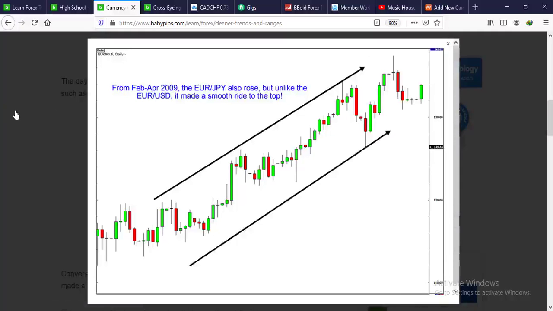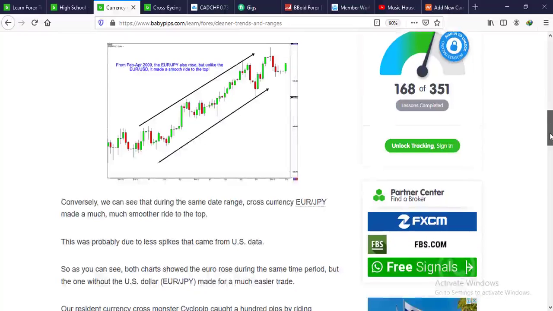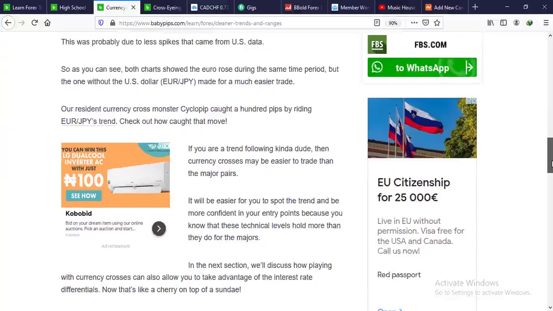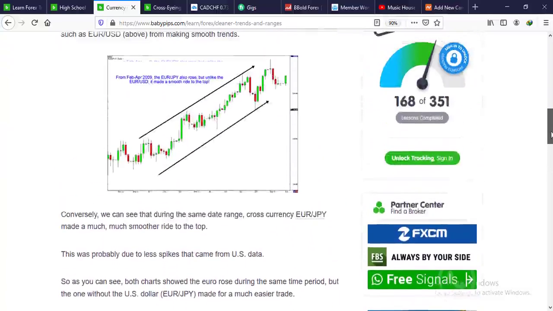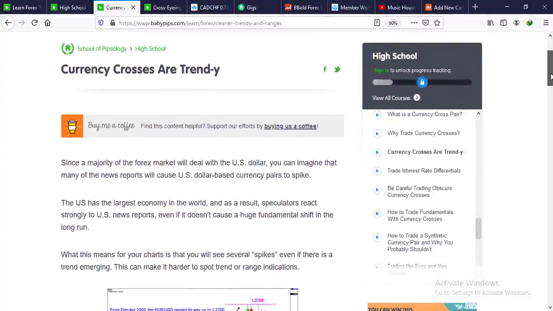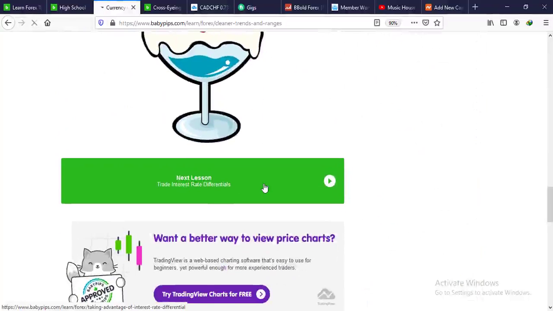So knowing this can tell us that if a currency is stronger against the US dollar, it will be even stronger when it is traded against a cross currency. So you can use this idea to look for pairs that are trendy and that you will be able to profit from exponentially. So that is all about currency crosses that are trendy. Okay, so let's move to the next lesson: trade interest rate differentials.